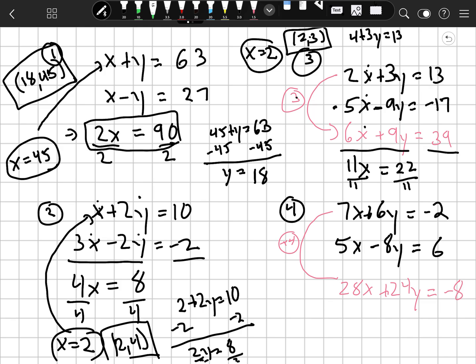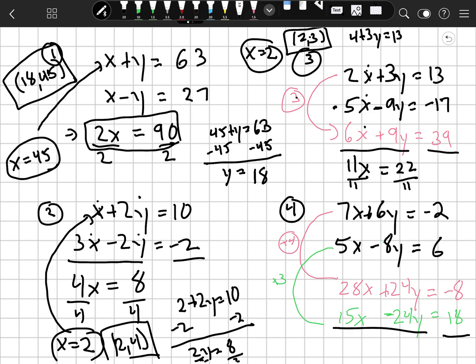And then I'm going to change colors with my pen, and I'm going to multiply the bottom equation by, I want a negative 24y there. So I'm going to multiply it by 3. So 5 times 3, that's 15x. Negative 8 times 3, that's negative 24. And last one, 6 times 3, that's 18. Okay, now that I have these 2, I can go ahead and start thinking about adding them together.